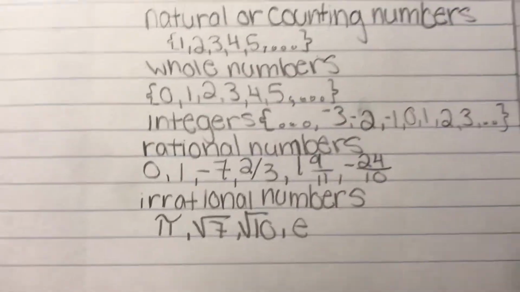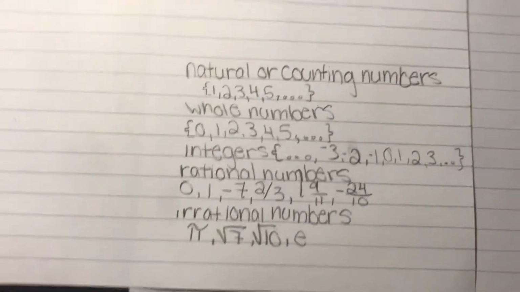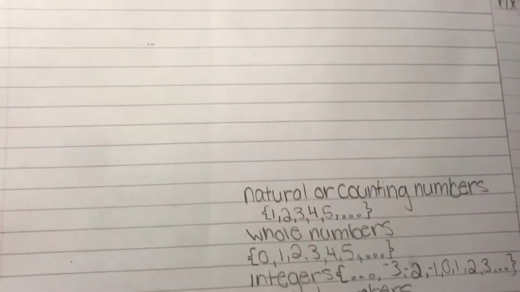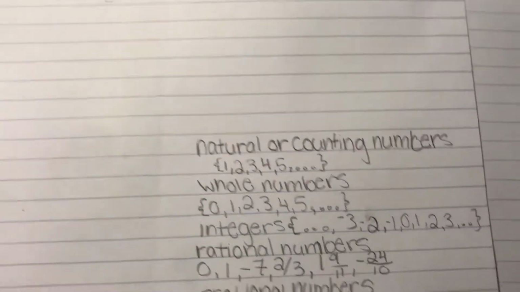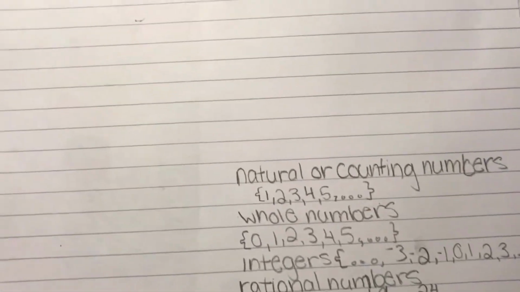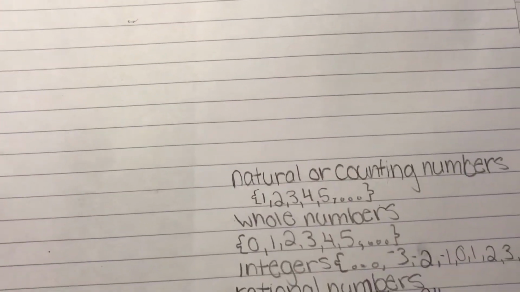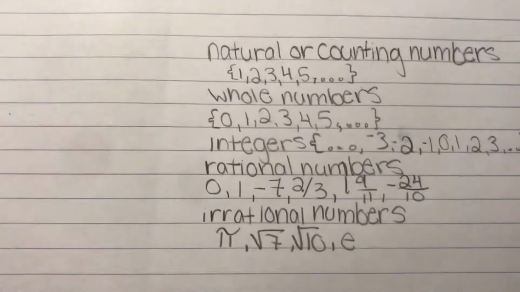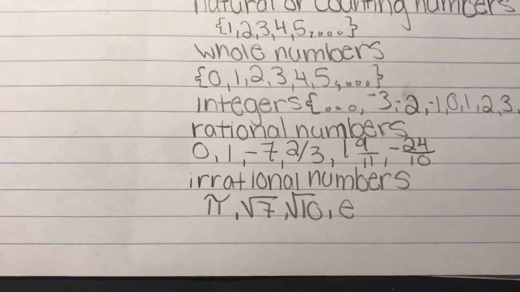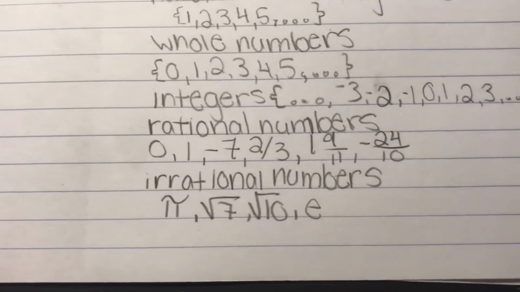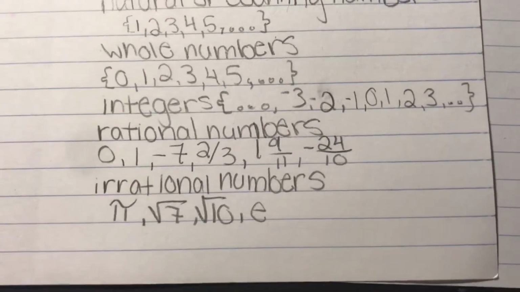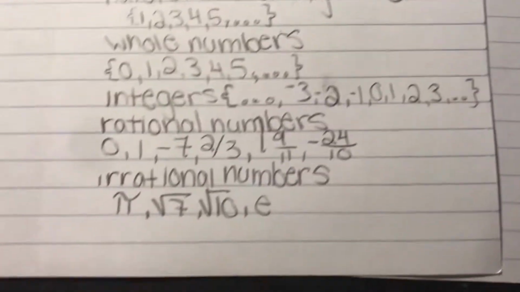And rational numbers are different. They are numbers that can be represented as ratios of the form a divided by b, where a and b are integers, and b does not equal 0. So examples could be 0, 1, -7, 2/3, 1 and 9/11, and -24/10.